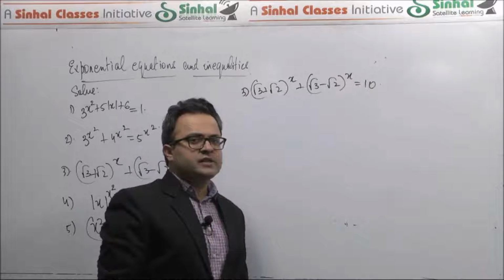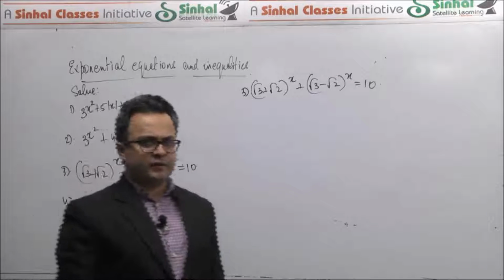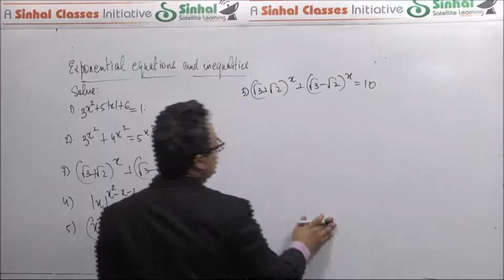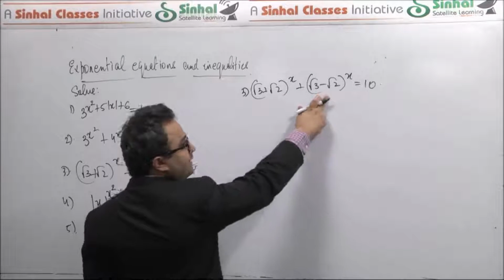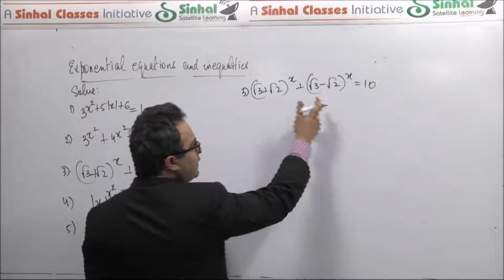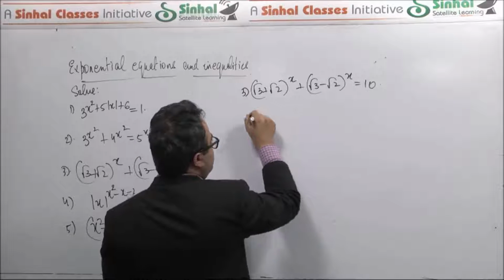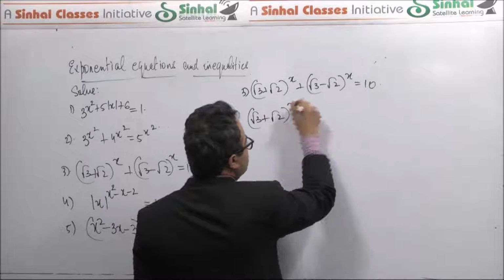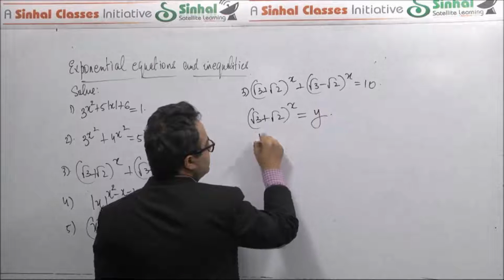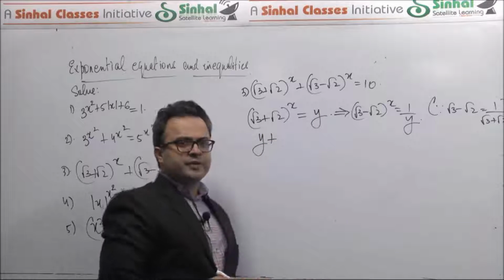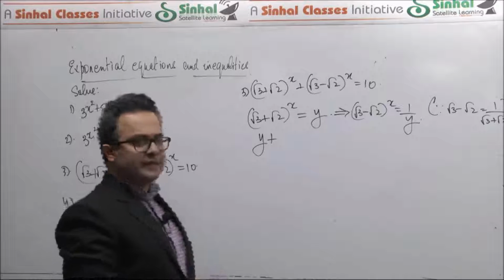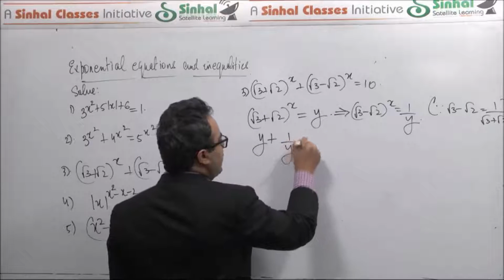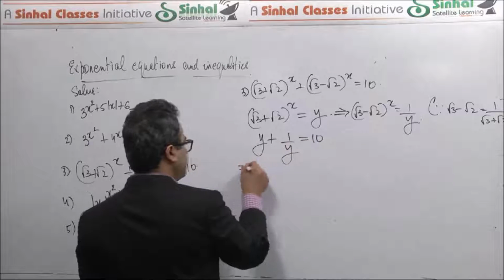Now the third question is actually a kind of question which we've already seen in the chapter of quadratic equations. So an observation is that these two values are reciprocals of each other, because when I multiply these two values, I'm getting 1. So over here I can simply substitute root 3 plus root 2 raised to x as y. That automatically will make root 3 minus root 2 raised to x as 1 by y. So then you get a quadratic in y which you can solve and then back substitute to get the value of x.